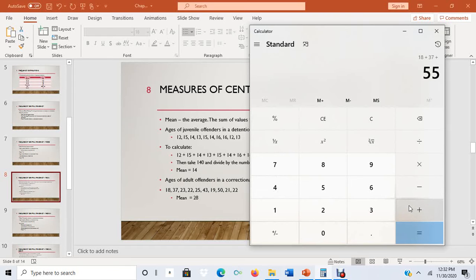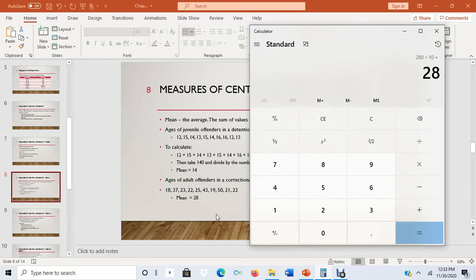We've got a 37-year-old, a 23-year-old, a 22-year-old, a 25-year-old, a 43-year-old, a 19-year-old, a 50-year-old, a 21-year-old, and a 22-year-old. So we add that up and we get 280. We know there's 10 observations, right? 1, 2, 3, 4, 5, 6, 7, 8, 9, 10. So we're going to divide by 10.